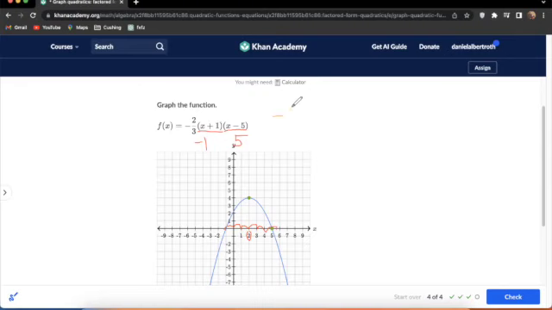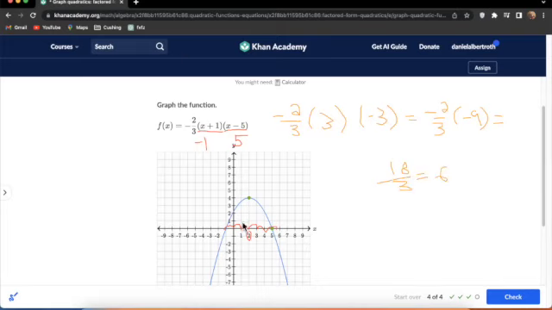So it's going to be -2/3 times (2 + 1), which is 3, and then (2 - 5), which is -3. So this is -2/3 times -9. It's going to come out positive. It's going to be 18 over 3, which is 6.